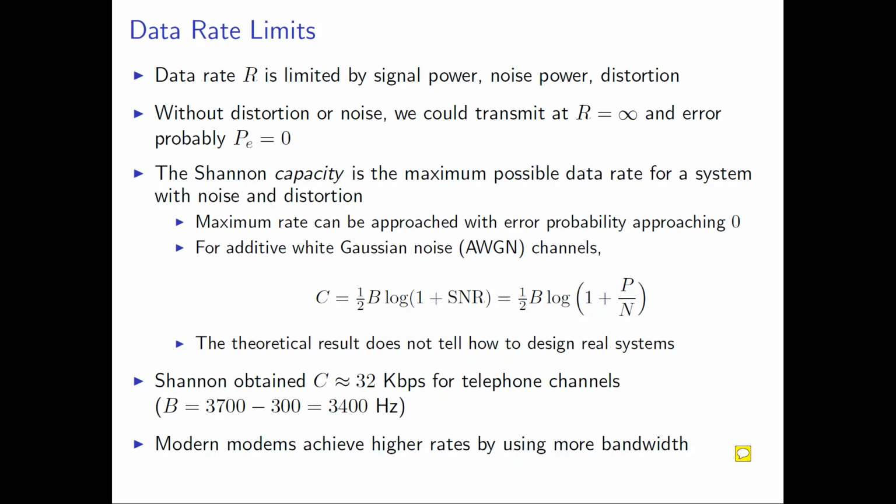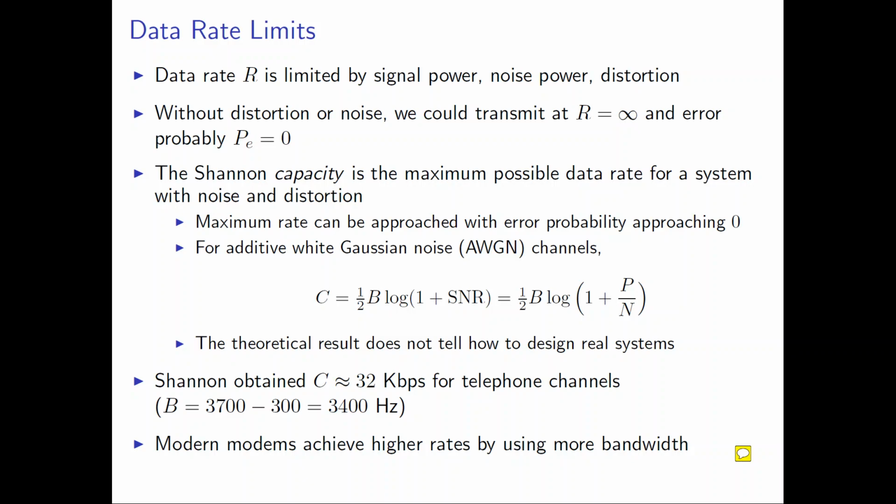This equation was obtained and derived by Shannon in 1949, 48 even, and it teaches us that the maximum data rate you can transmit without errors is limited by the bandwidth of your medium, the cable, and the signal to noise ratio. Signal to noise ratio is equal to the power of your signal over the power of your noise. The higher this ratio is, the better your signal is, the better your data rate is.